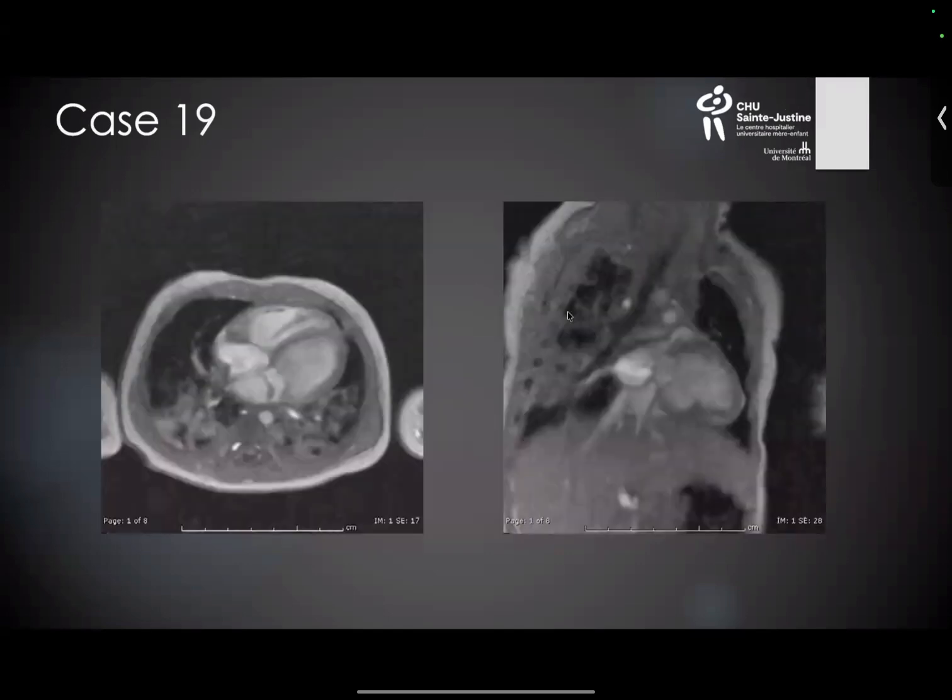So what's a cor triatriatum? You see here on an MR, you see the mitral valve and you see the left atrium, and there's a membrane inside it. So you can see that when your pulmonary veins come here, they have an obstruction coming to the left ventricle, so you have edema. And here too, you have your mitral valve here, and you have that cor triatriatum, which is that membrane here that divides the left atrium in two.